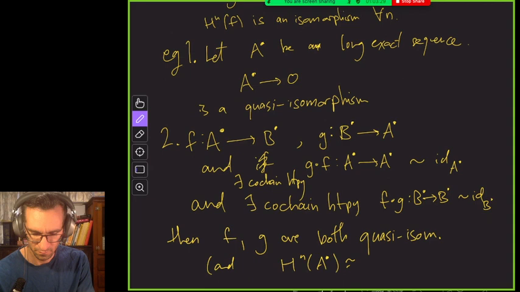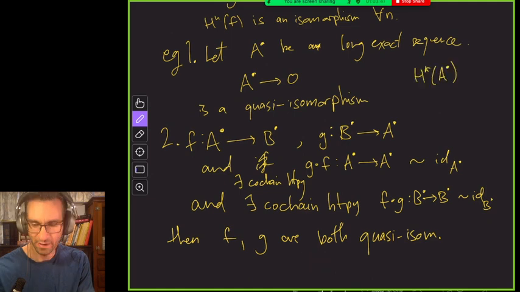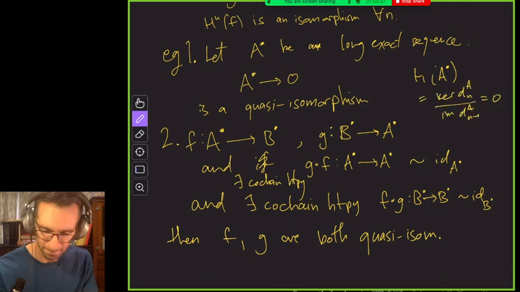So H n bullet of A is kernel of d A n over image of d A n minus 1, which equals 0, because these are equal. And this is true for all n, because it's exact everywhere. And you just have a map to the zero module, and it turns out the source of that map is zero.